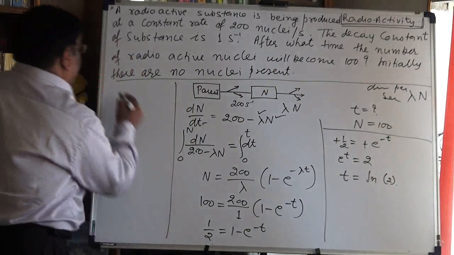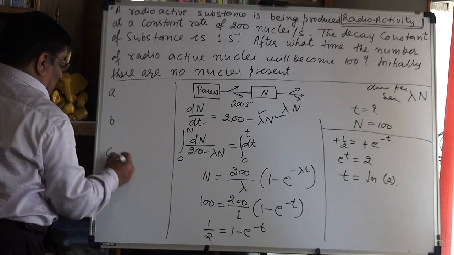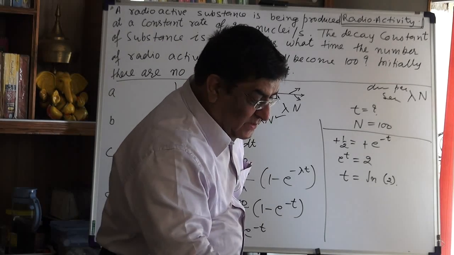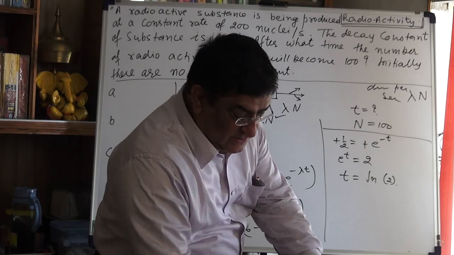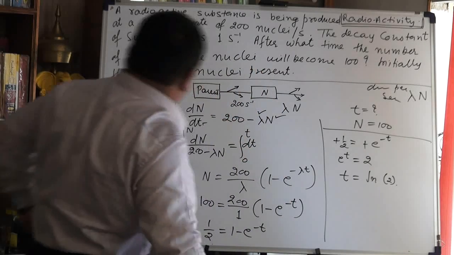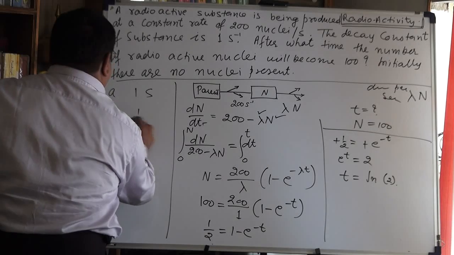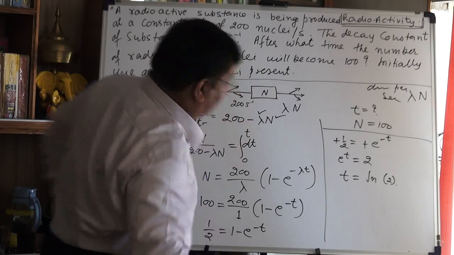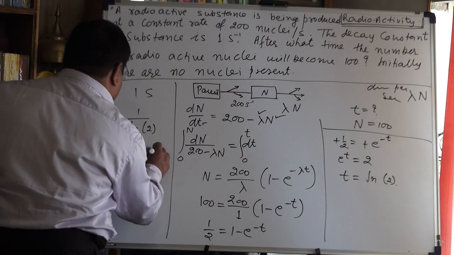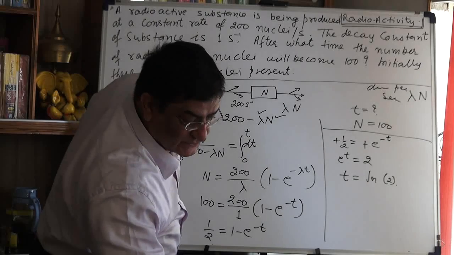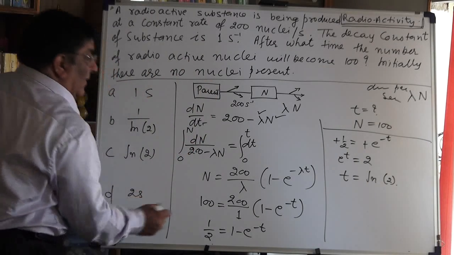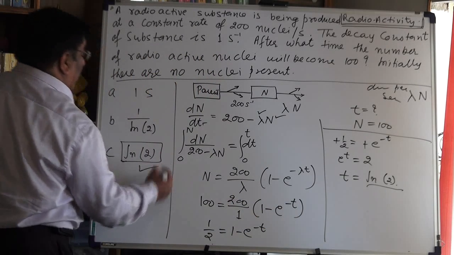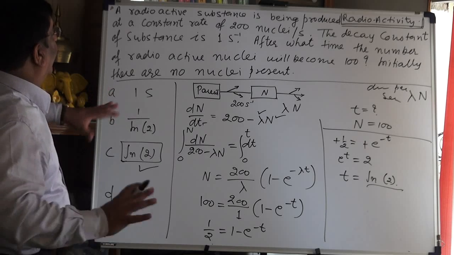And I could not write the 4 options which are given. The 4 options which were given to us are, let me see. Okay, one is 1 second, second is 1 upon log 2, third is log 2, and fourth is 2 seconds. And you have seen we got this result log 2. This is the right option. Okay, again I will repeat it.